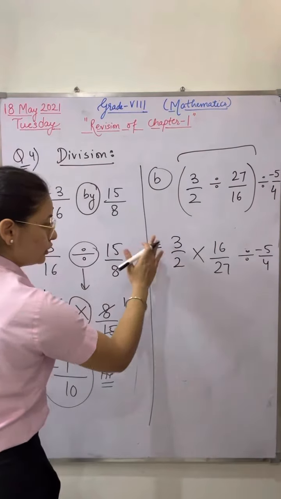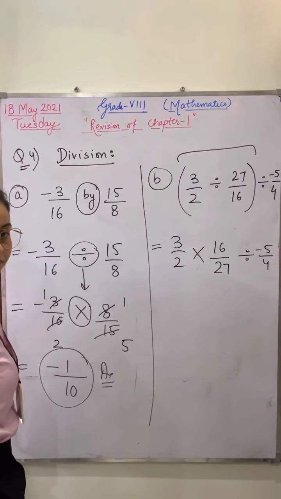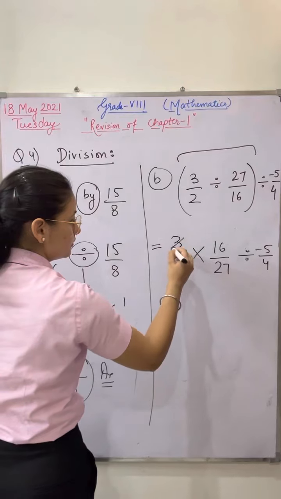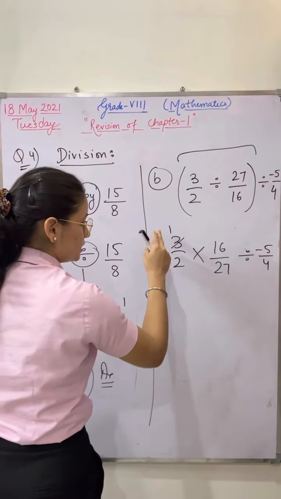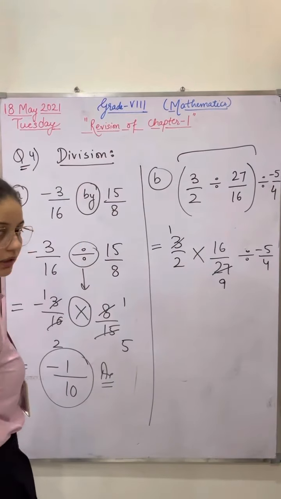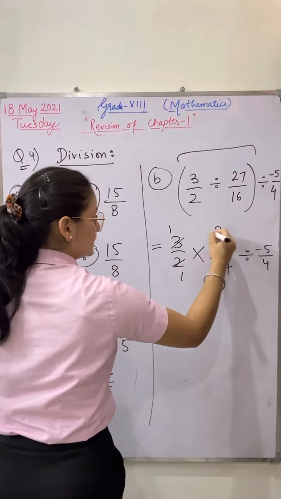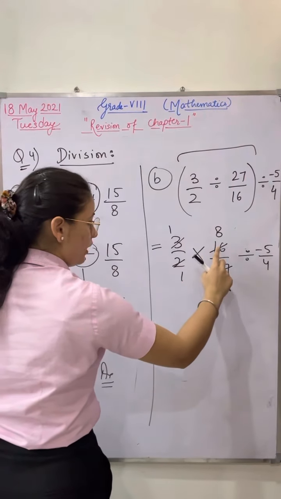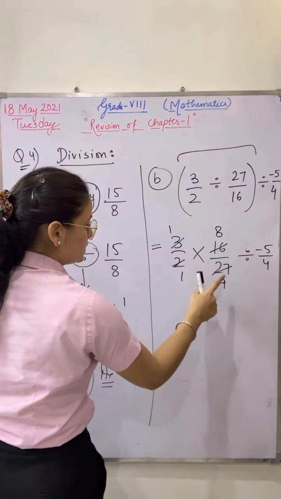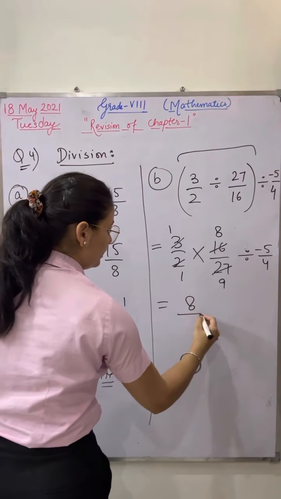Now, you have to solve this. You can cancel on which table? 27 upon 9. Yes, 3 ones are 3 and 3 nines are 27. And here, I can cancel 16 upon 8. Yes, 2 eights are 16. 2 you have to cancel with 16 and 3 you have to cancel with 27. And here what is left? 8 upon 9 is left.